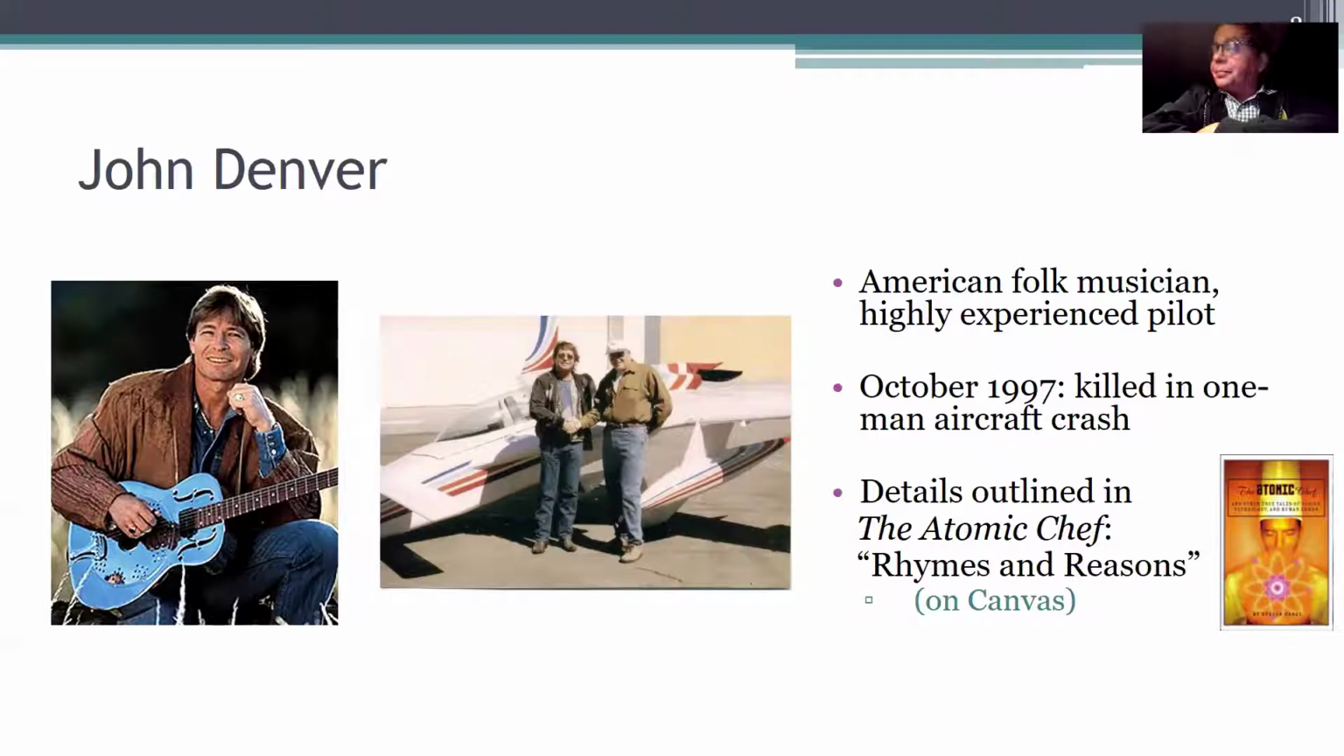And as you'll see, we're going to talk about how this stemmed very much from the design of the controls and the system around the controls. And if you want to read some more, I have posted the chapter from the Atomic Chef called Rhymes and Reasons, and this tells more details about the story here. I posted that under the supporting materials for this topic.